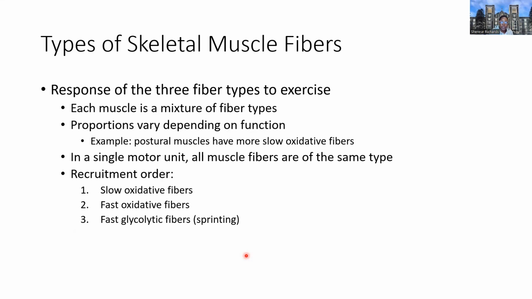So we will recruit the slow oxidative fibers first, then fast oxidative, which is sort of intermediate, and then the larger fibers, which are going to be the fast glycolytic fibers. Okay.